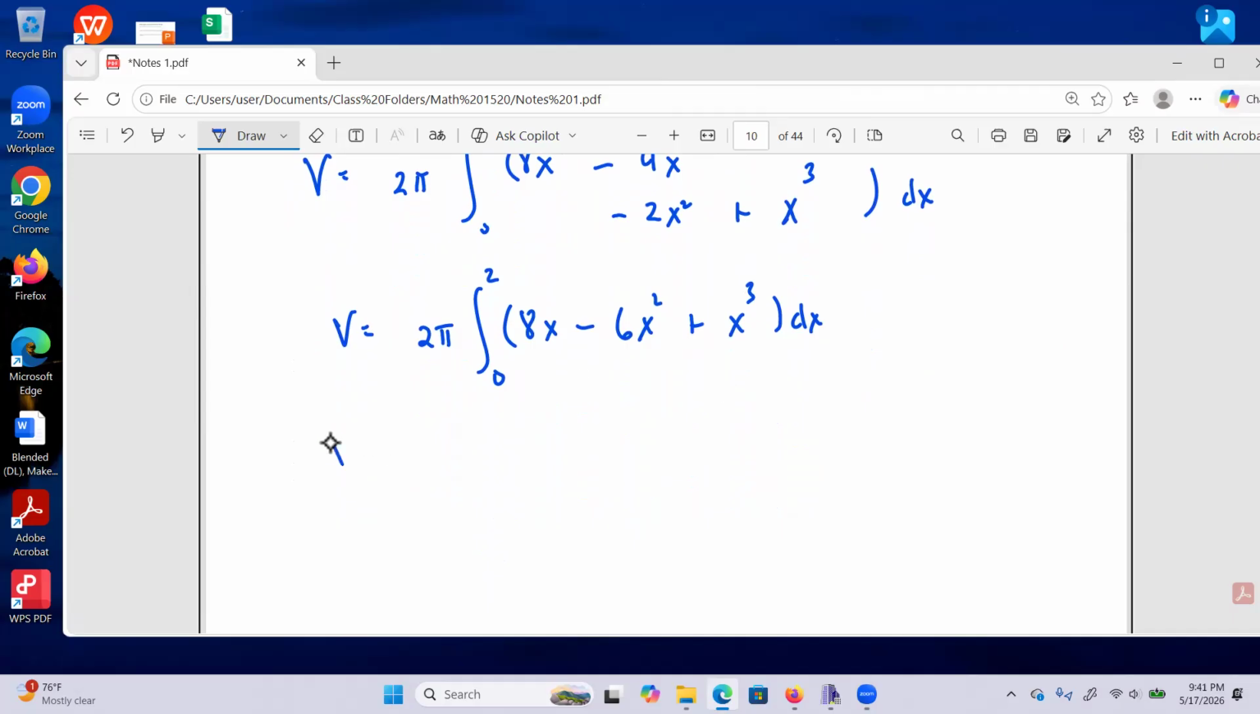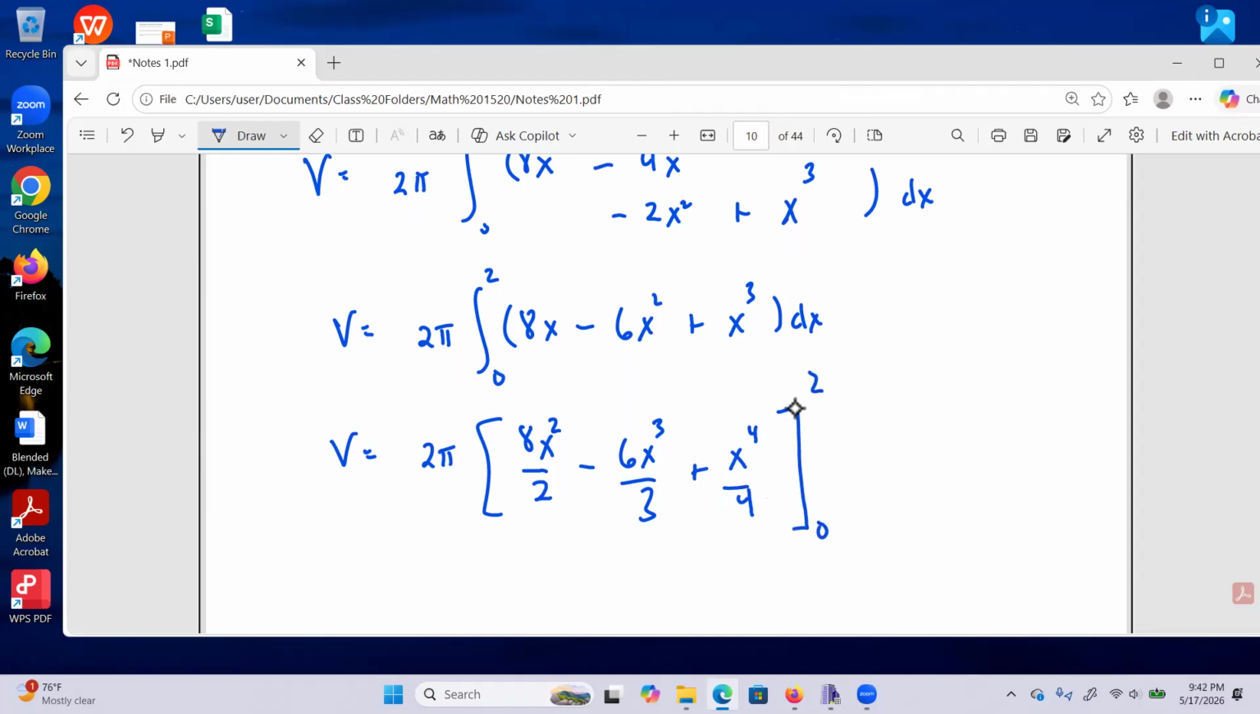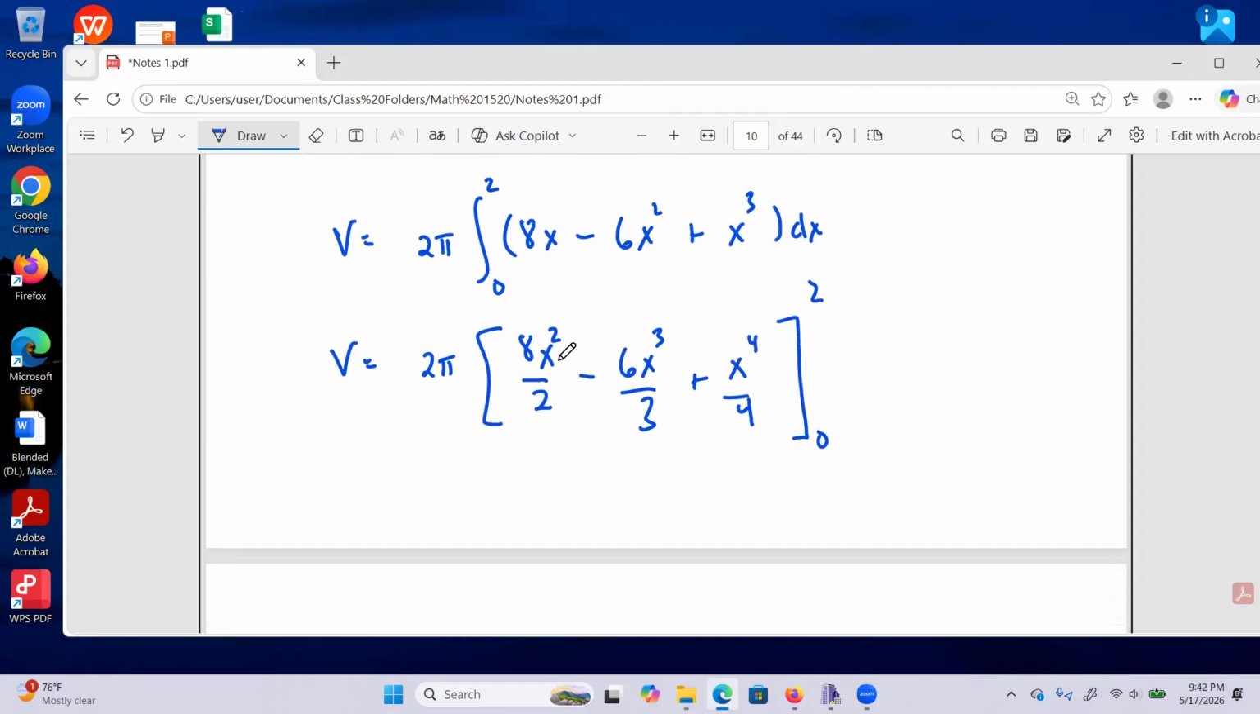So volume equals 2 pi times 8x squared over 2 minus 6x cubed over 3 plus x to the fourth over 4, going from 0 to 2. We don't need a plus c because we already have a definite integral. Now we plug in some pieces. So V equals 2 pi, 4x squared minus 2x cubed plus 1/4 x to the fourth, going from 0 to 2.